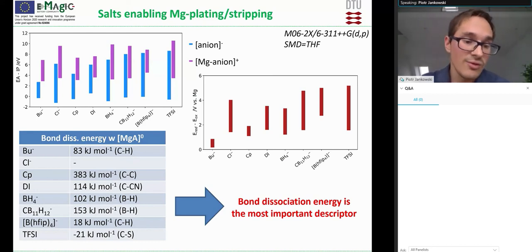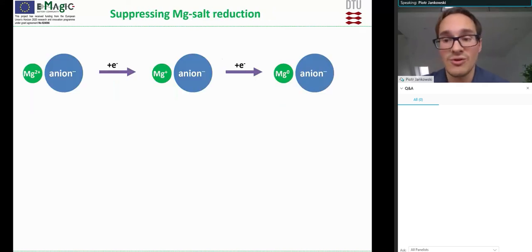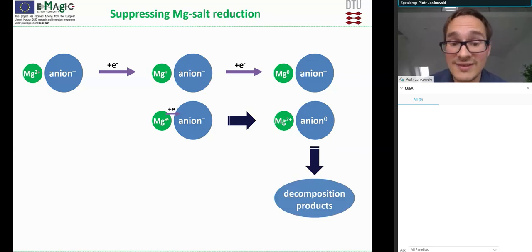You can see that for all of them you have a positive value, and only for TFSI there is a negative value. And why does this descriptor work? Probably because when we reduce magnesium and want to plate, we go through this metastable magnesium plus state. And we want, of course, to reduce it more, to add more electrons. But what can happen is that this super reactive species will react with the anion, and we will see a decomposition product. So we want to stop that.